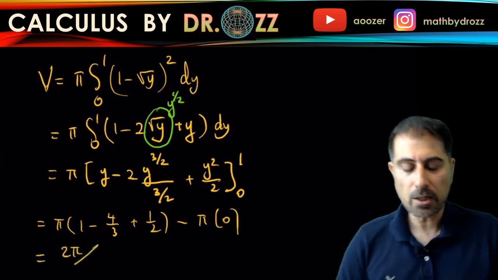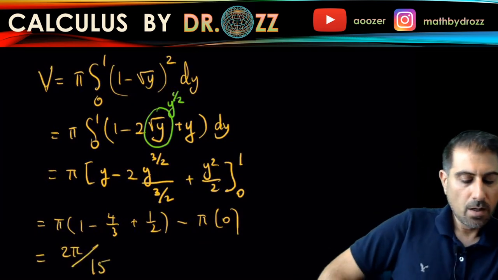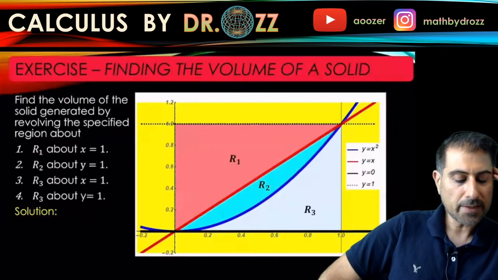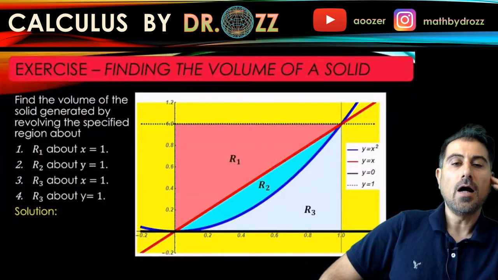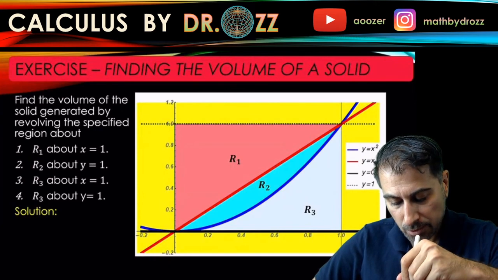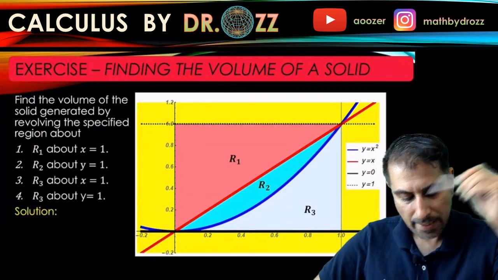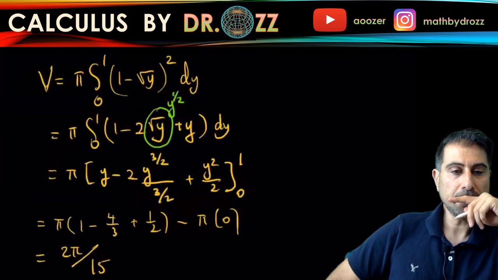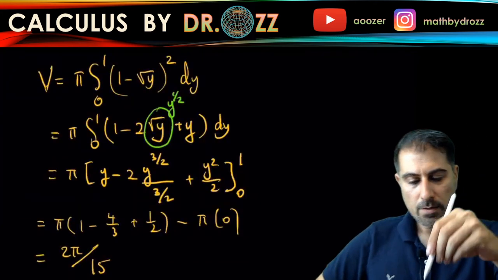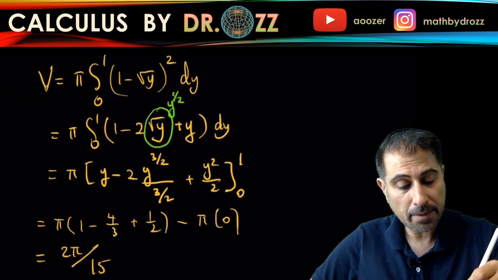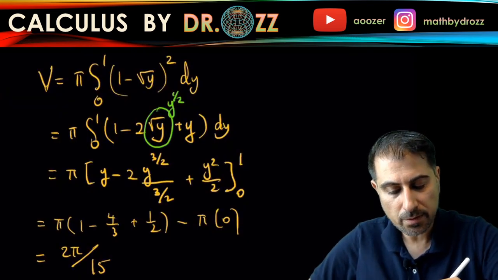All right, so the volume obtained by revolving R3 about x equals 1, a vertical line, is exactly equal to 2 pi over 15. This takes care of part C or part 3, whatever I named it earlier. C or 3, I'll just call it C.